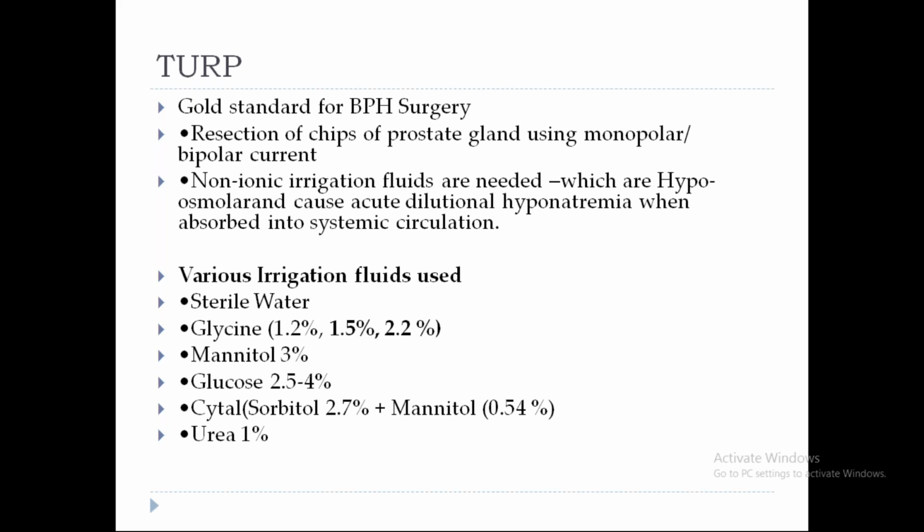So what are the various irrigation fluids used? These are saline water, glycine 1.2%, 1.5% to 2.2%, mannitol 3%, glucose 2.5 to 4%, Cytal, sorbitol 2.7% plus mannitol, urea 1%.